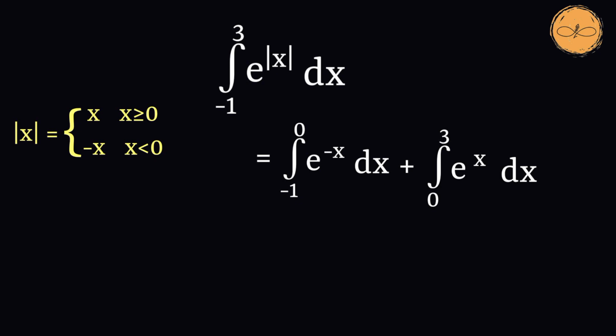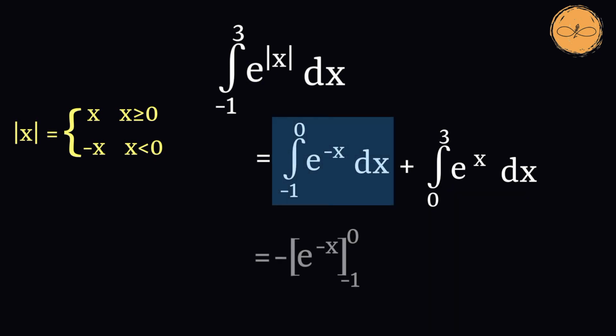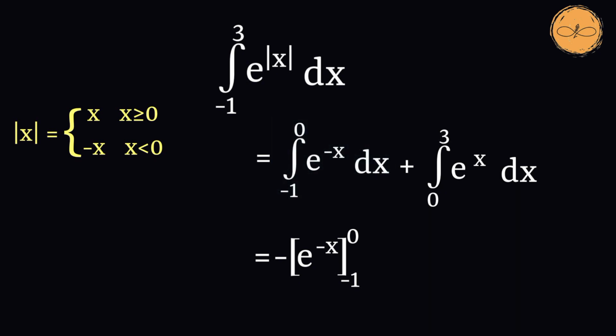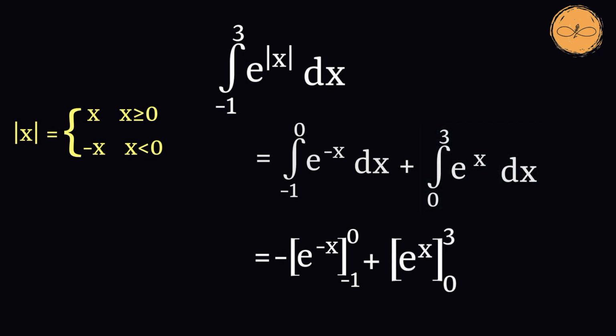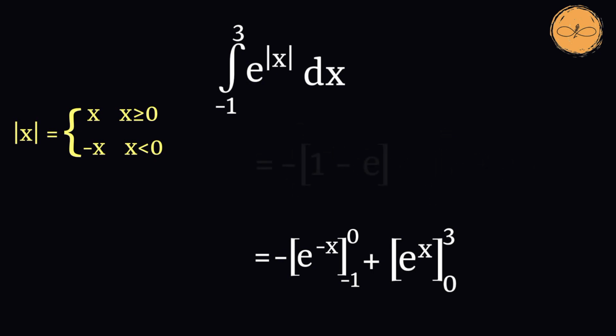If we integrate this it's going to be minus e to the power negative x evaluated from -1 to 0, plus if we evaluate this it's going to be e to the power x evaluated from 0 to 3. We just need to plug in our numbers. Well, let's pull out the minus to avoid confusion.